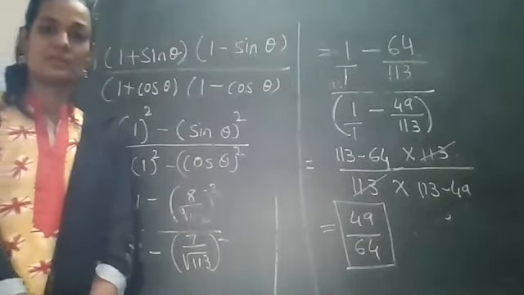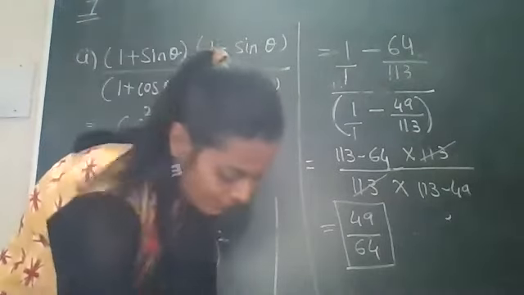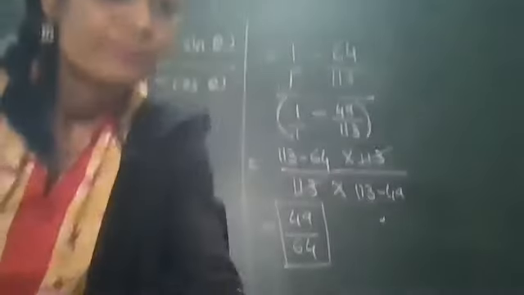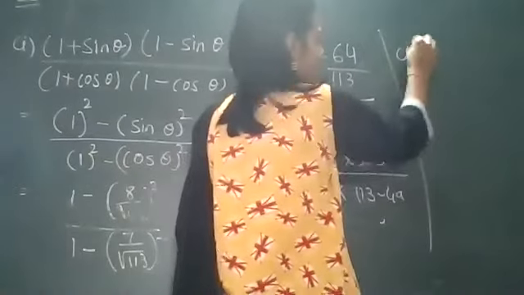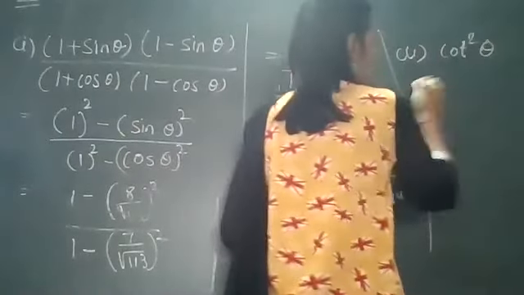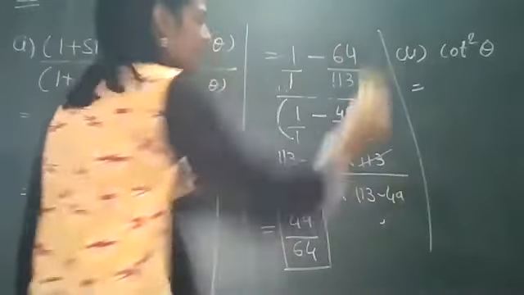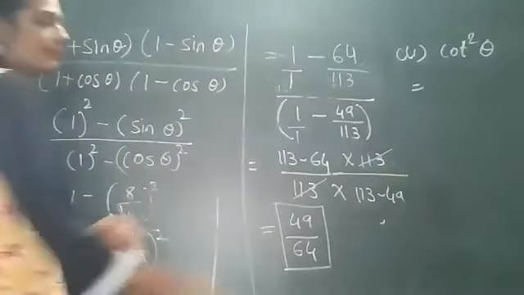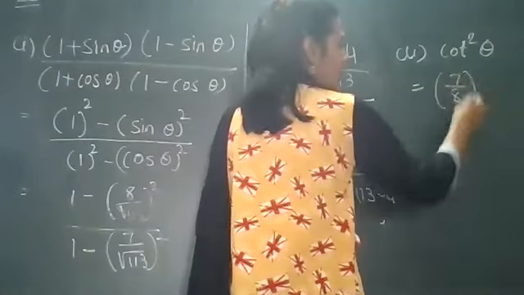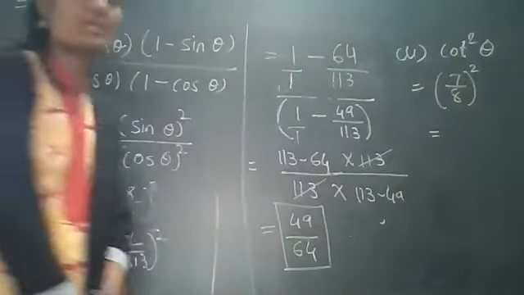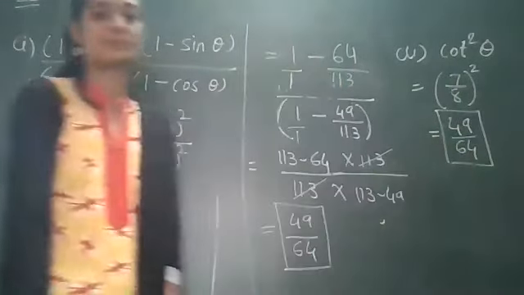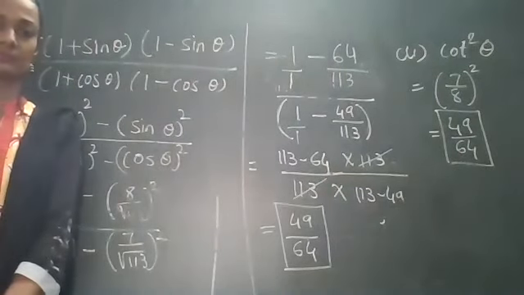Okay, now second, we have to find out the value of cot square theta. Here, cot square theta means what is the value of cot theta? The value of cot theta is given in the book as 7 upon 8, so we can write 7 upon 8 whole square. The square of 7 is 49 upon 64. That is our second answer.